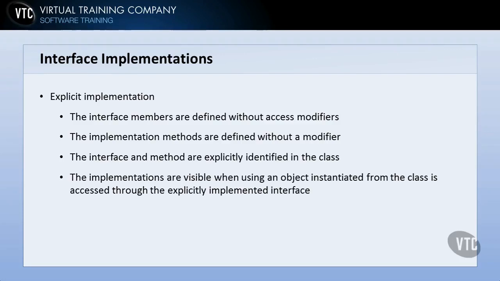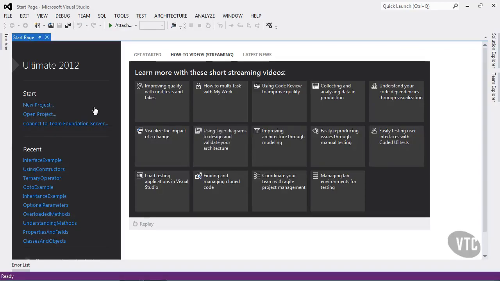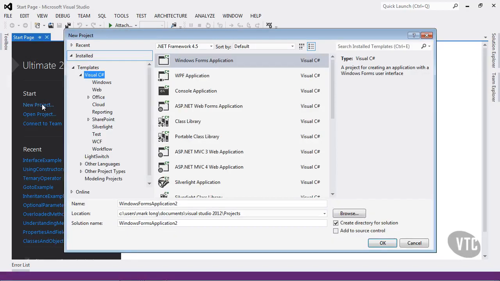Now, I know that last sentence probably didn't mean anything to you. The best way to understand that one is to see it in code. And so that's what we're going to do right now. We are going to jump out to Visual Studio, and we're going to create a new project. And we're going to call this project Interface Implementation.